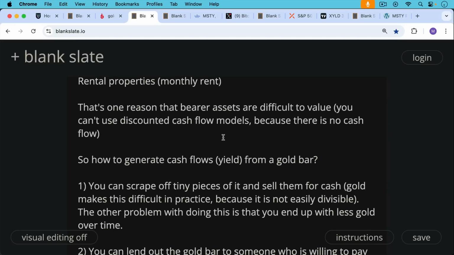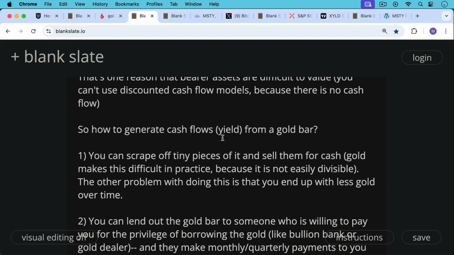Number one, you can scrape off tiny pieces of it and sell them for cash. Gold makes this very difficult in practice because it's not easily divisible. And the other problem with doing this is that you end up with less gold over time unless you're able to replenish it. But the only real way to replenish it is to find it or to have some sort of income stream or cash flows that it can allow you to buy more gold.